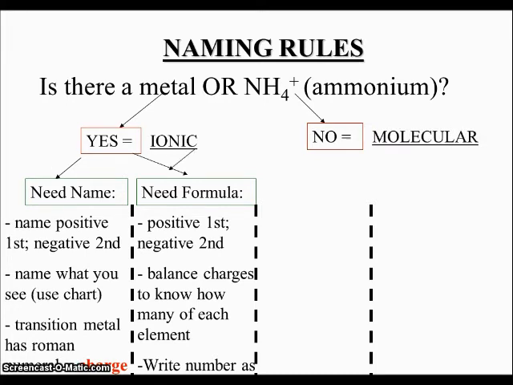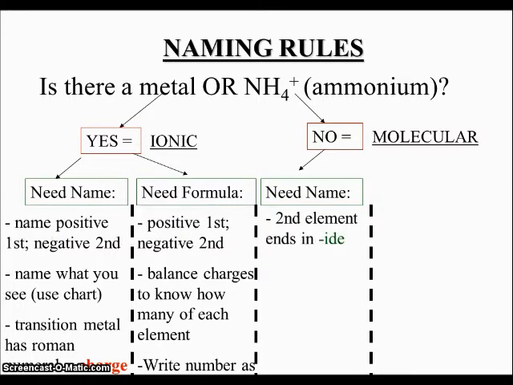So, what if you have the formula and need to get the name? Easy. Name what you see, remembering to change the end of the last name to IDE. Then use prefixes to tell how many of each element is in the formula. Remember, mono, di, tri, and so on? If only life could be so simple.